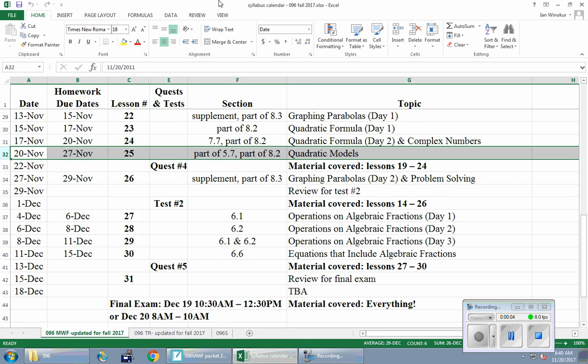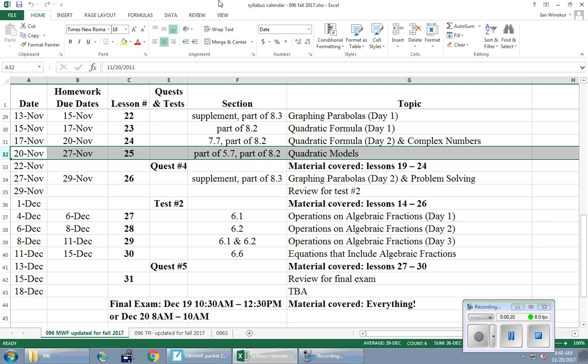Today, lesson number 25, getting down near the end here. For the first time, I think, we can see the final exam up on the board. That's pretty cool. So it'll be here before we know it. Today we're covering quadratic models. That's lots of word problems involving quadratics.